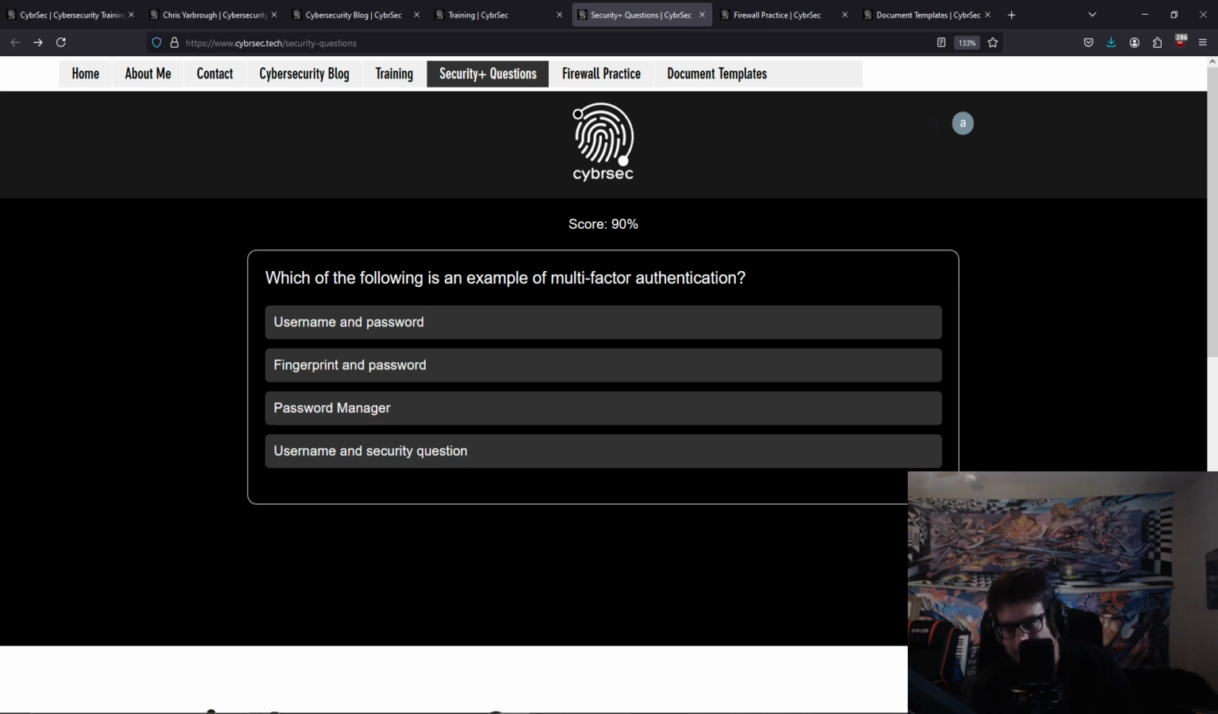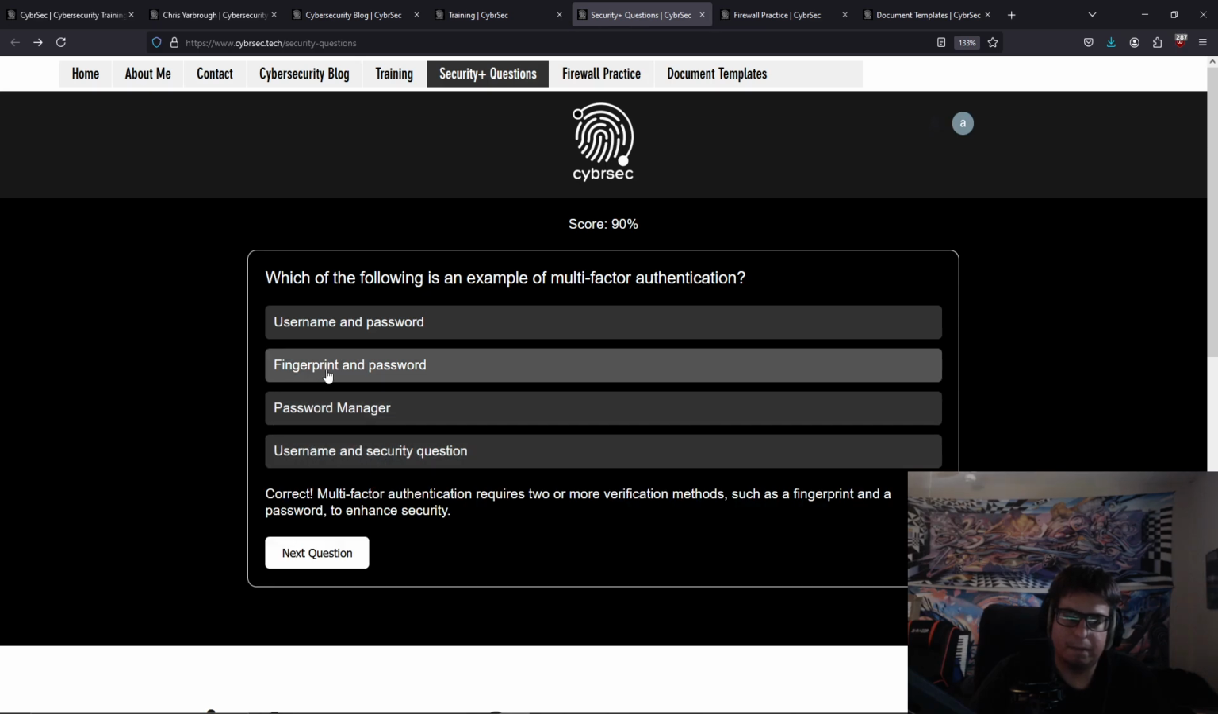Which of the following is an example of MFA? Okay, so great. Something you know and something you know, not MFA. Something you are and something you know. Yes. Nowhere close. That's both something you know and something you know. Correct. Two or more verification methods, such as a fingerprint and a password.